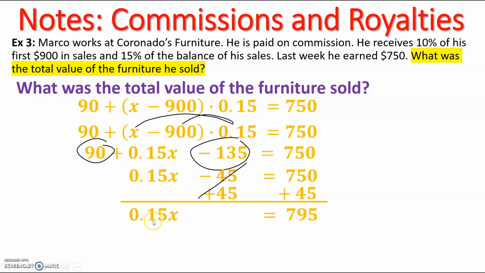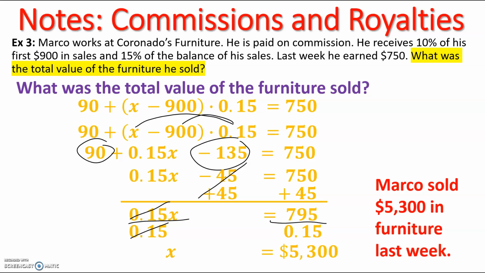Now, because we want to solve for x, we need to remove this times 0.15. The opposite of multiplying by 0.15 will be to divide. So we're going to divide both sides of this equation by 0.15. The ones on the left will cancel each other, leaving us with just x. On the right-hand side, we have 795 divided by 0.15, which gives us x is equal to $5,300. Marco sold $5,300 in furniture last week.